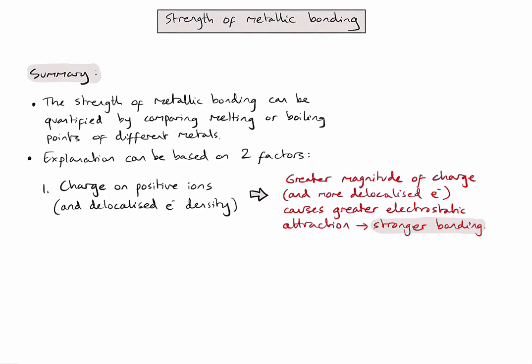The second factor we need to consider is the radius of the positive ions in the lattice. And if we find a smaller ionic radius in those ions, this allows delocalized electrons to move closer to the nucleus, causing greater electrostatic attraction and again stronger bonding.